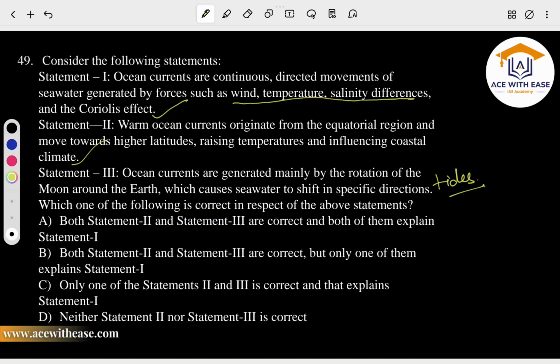So the correct option: the third statement should be wrong, whereas the first and second statements are correct. So here we can say option B. So here we have to change. 1 and 2 are correct, but only one of them explains statement 1.